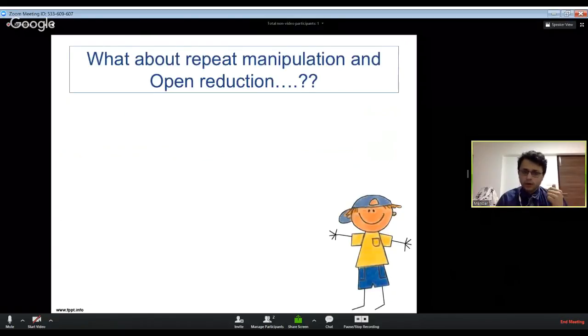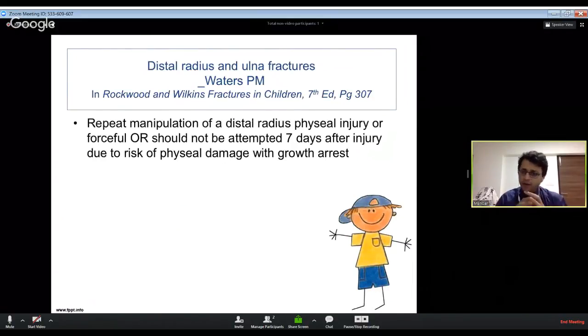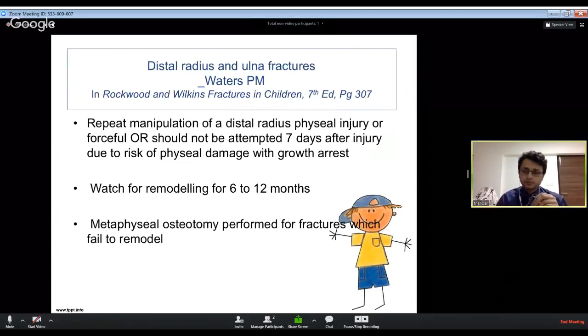What about repeat manipulation and open reduction? Excellently written by Peter Waters and Rockwood and Wilkins. They said that repeat manipulation of a distal radius physeal injury or forceful open reduction should not be attempted 7 to 10 days after injury due to risk of physeal damage with growth arrest. Watch for remodeling for as much as 6 to 12 months.